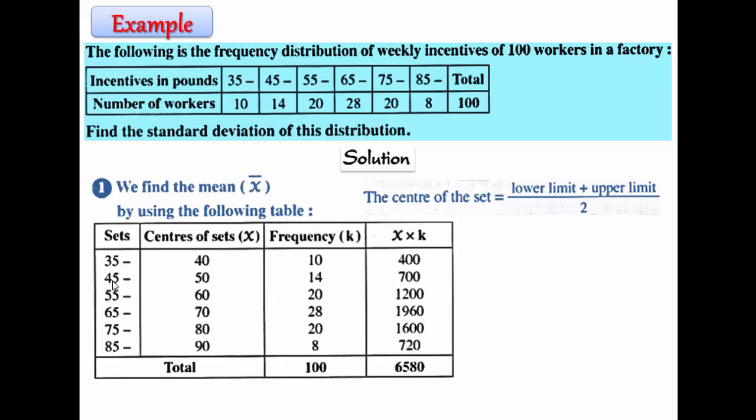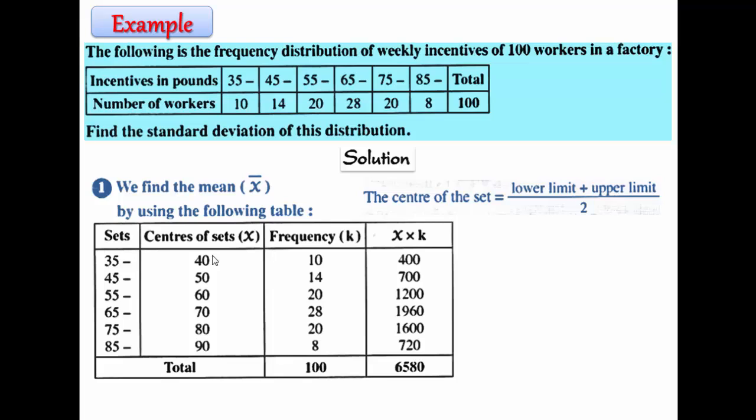35 plus 45, the sum will be 80. 80 divided by 2 will be 40. 45 plus 55 will be 100. 100 divided by 2 will be 50. 55 plus 65, the sum will be 120. 120 divided by 2 will be 60. Also 65 plus 75, the sum will be 140. 140 divided by 2 will be 70. 75 plus 85 will be 160. 160 divided by 2 will be 80. 85 plus the next number, 95, will be 180, divided by 2, the result will be 90.